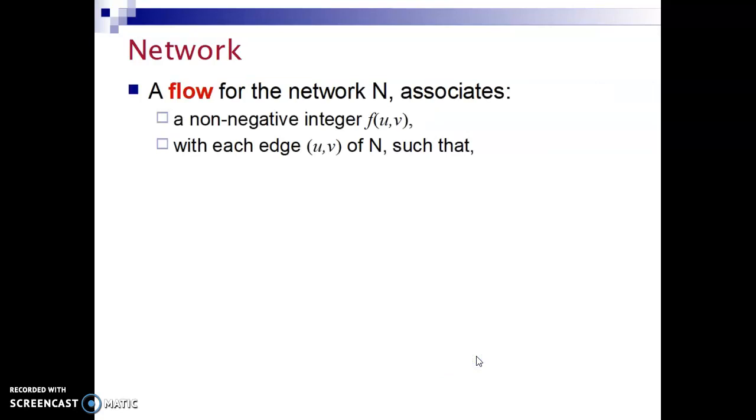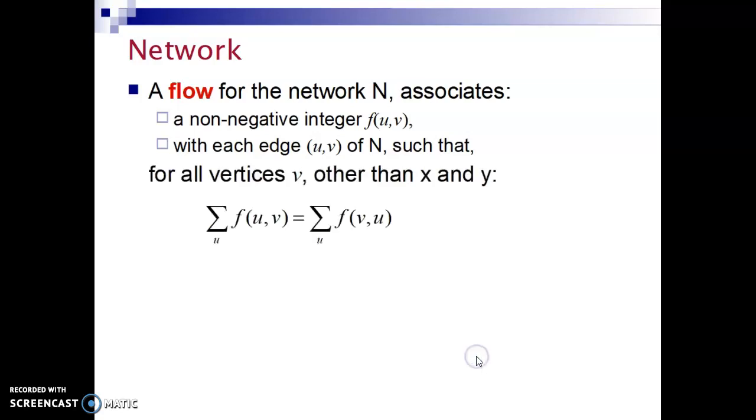Let's define the flow. A flow for network N associates a non-negative integer FUV. So each edge is assigned an integer value. It can be a 0 or a positive value. That's what non-negative means.